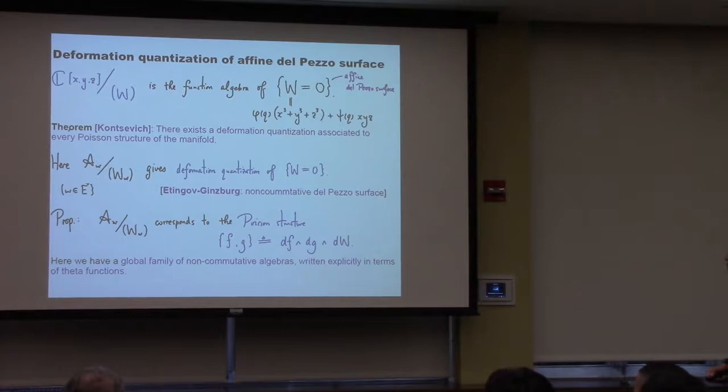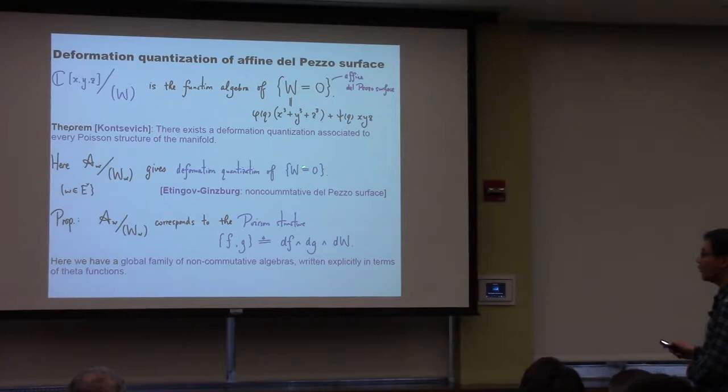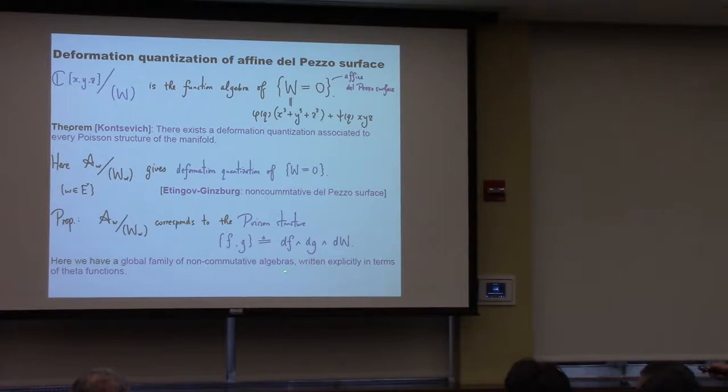And so here we have an explicit deformation quantization of this affine cubic surface, and they are also studied algebraically on the commutative cubic surface. And indeed, this non-commutative deformation corresponds to this very explicit Poisson structure. So we have a global family of non-commutative algebras written explicitly in terms of theta functions. So this is a global family over the curve.